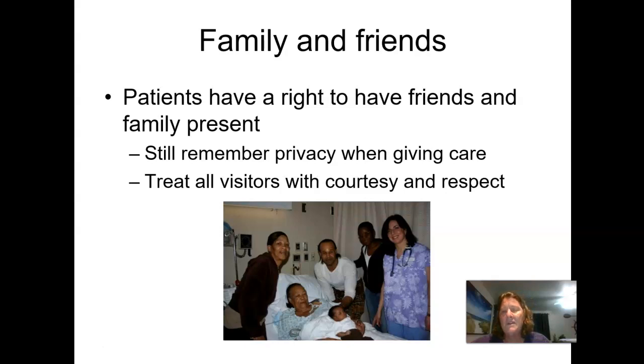Now, as far as treating visitors with courtesy and respect, I will try to find chairs for family members. I'll try to get them something to drink if they're really thirsty, or if I'm bringing something in to the resident. I mean, it's just going to make people feel better.